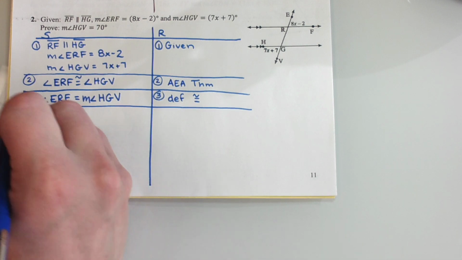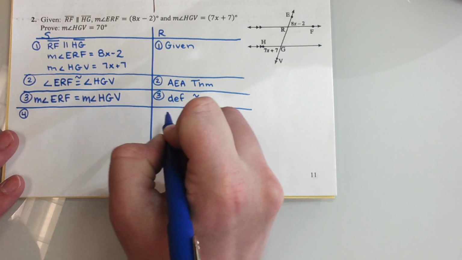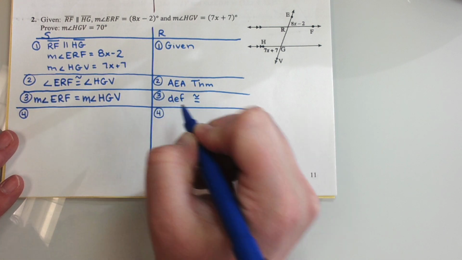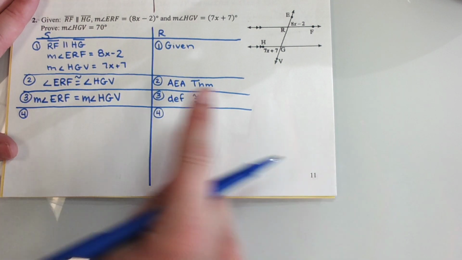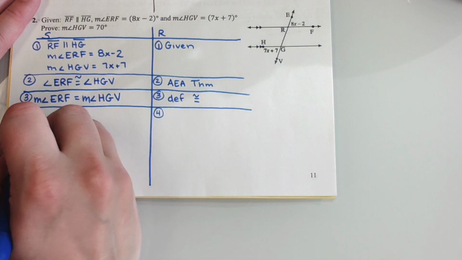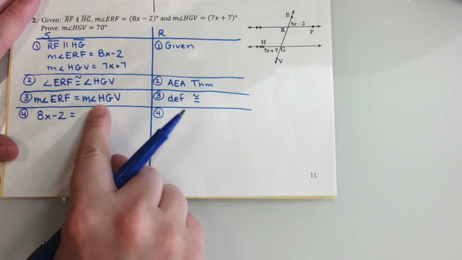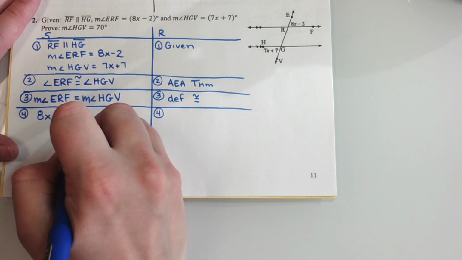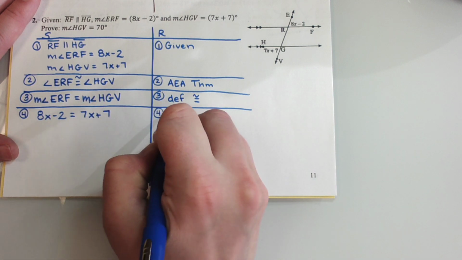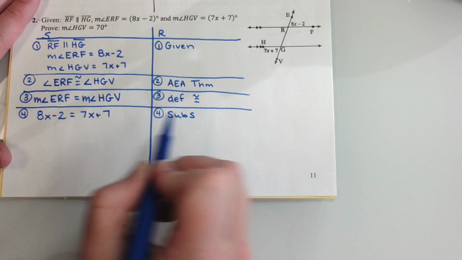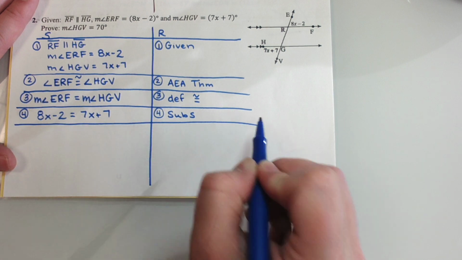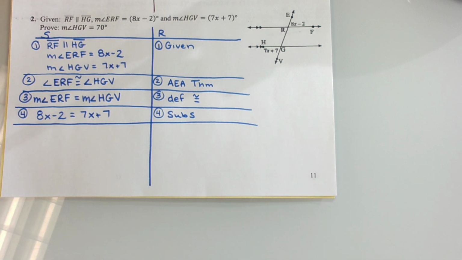Aaliyah. What do you think I should do next? Substitution. Plug stuff in. Instead of ERF, 8x minus 2. Equals. Instead of measure of HGV, 7x plus 7. And that is substitution. Make sure on substitution you're going all the way to the S at least. From here it's algebra.